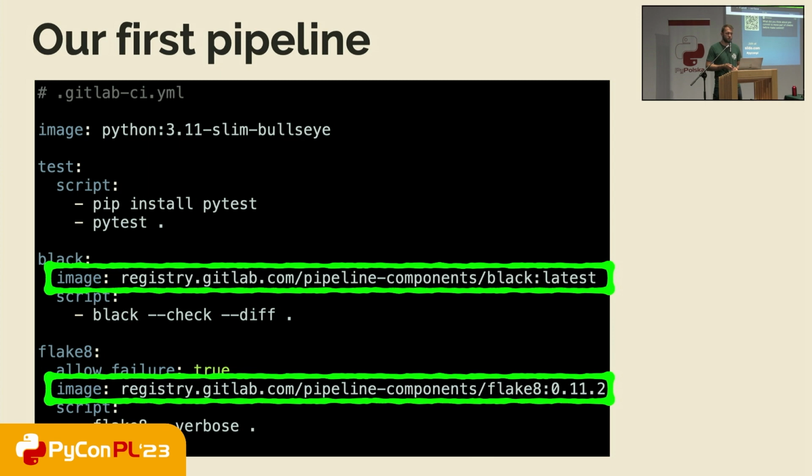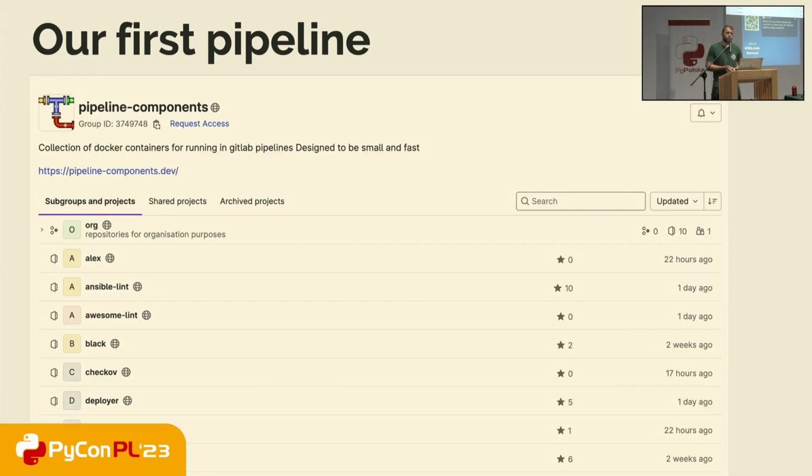Another interesting thing is that for black and Flake8 jobs, I am not using the default image key. I'm not using the base image, I'm defining a separate image. So this will tell the pipeline that for those jobs, I want to use the special images from the pipeline components repository. And this pipeline components is just a repository of simple, small Docker images intended to run some common static analysis tools in GitLab CI or other CI services. So here we have components for Black, Flake8, ESLint, and many, many more.